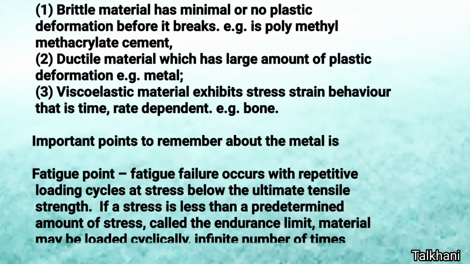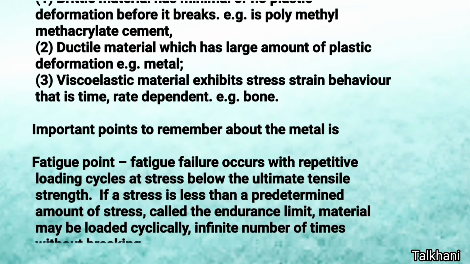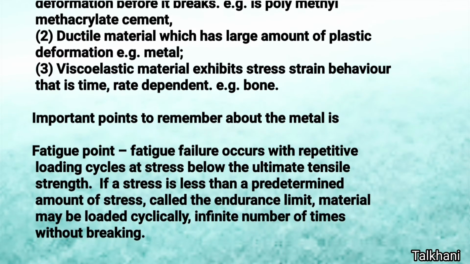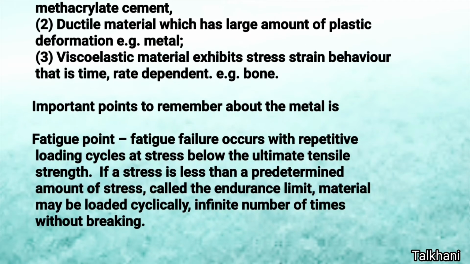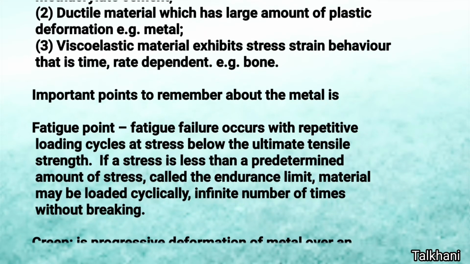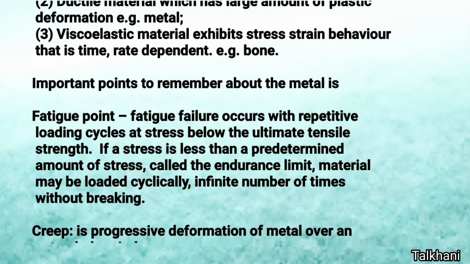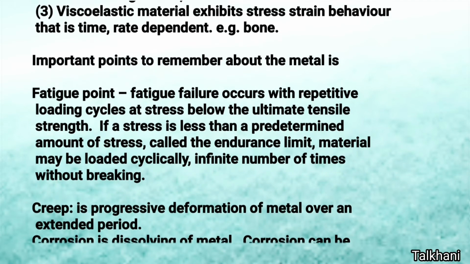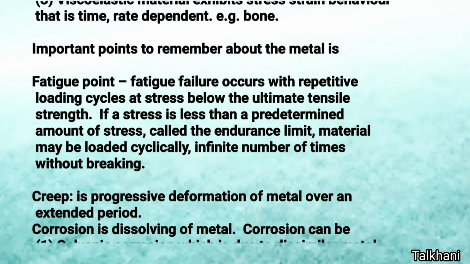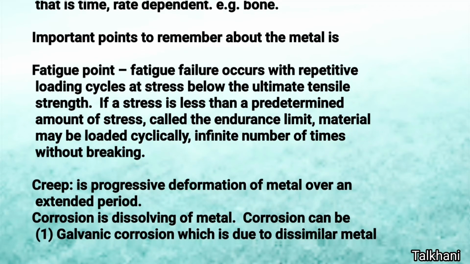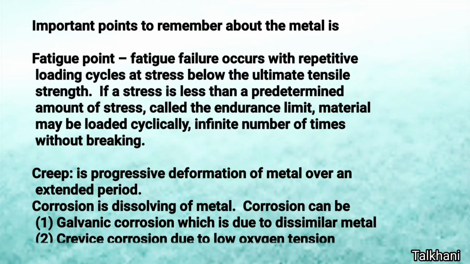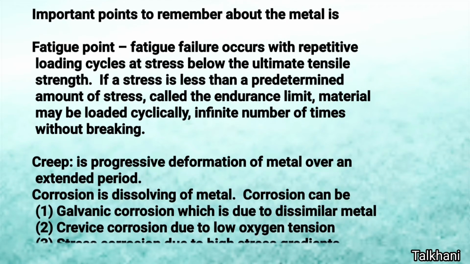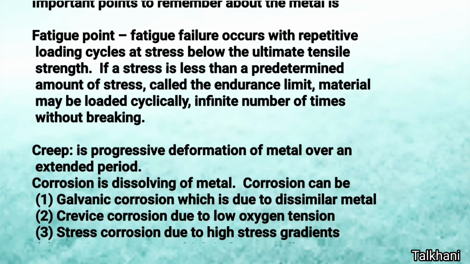Corrosion can be, number 1, galvanic corrosion, which is due to dissimilar metal. Number 2, crevice corrosion due to low oxygen tension. Number 3, stress corrosion due to high stress gradients. Number 4, fretting corrosion, which is due to small movements abrading the outside layer. And number 5, miscellaneous corrosion due to intragranular inclusions.